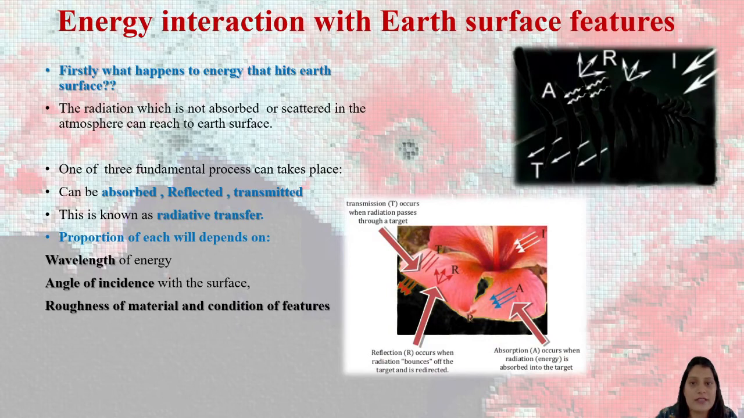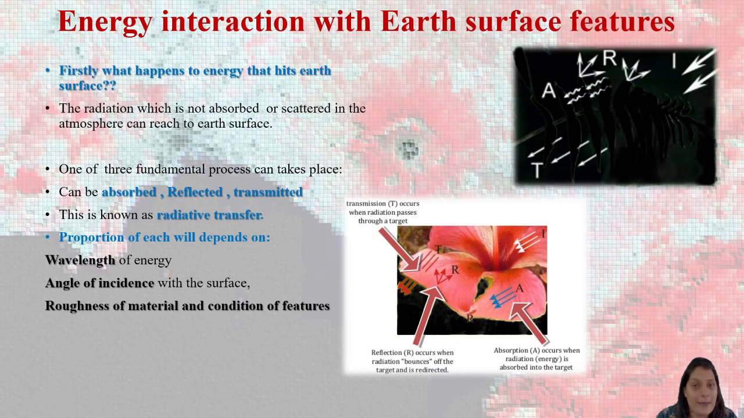Now, the very first thing is energy interaction with the earth surface, with the surface features, right? First of all, I would like to give you an example. Just look at the two images which I have shown. You can see here the energy is radiated, absorbed, transmitted, or it has gone back again to the thing from where the energy came.